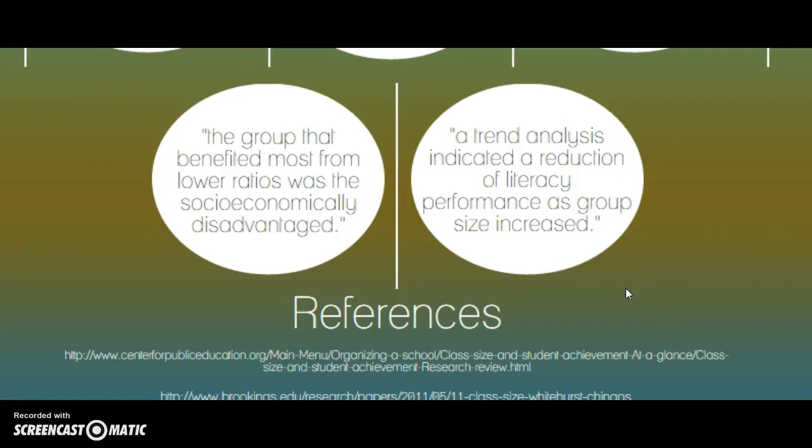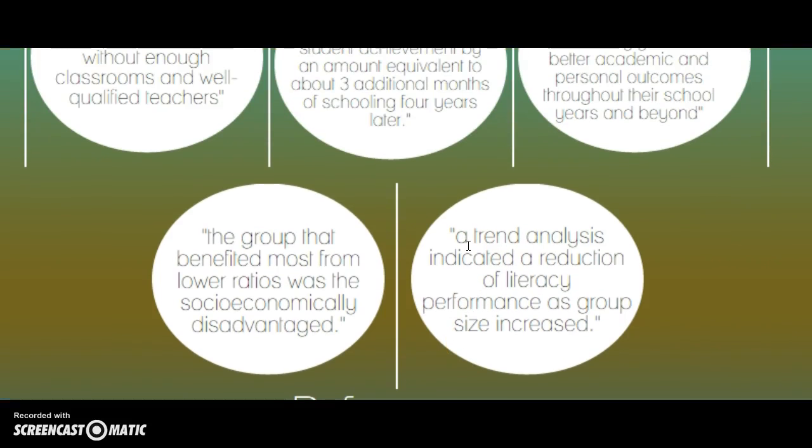Two more quotes that are included here are that the group that benefited the most from low ratios was the socioeconomically disadvantaged, and that a trend analysis indicated a reduction of literacy performance as group size increased. So basically, all recent research indicates that a higher teacher-to-student ratio will lead to better test results. However, this has not been the case for the two schools that I observed.